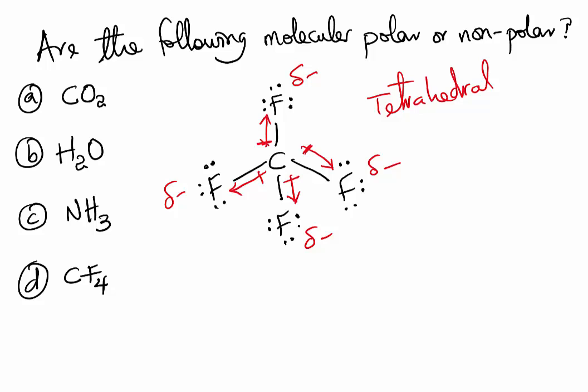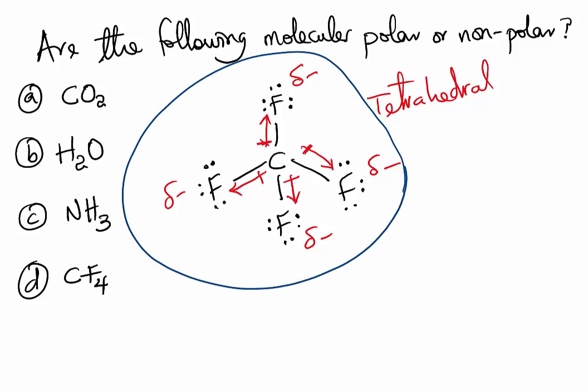Also, note that there is no lone pair on the central atom. So, since no side of the molecule is richer than the other side, and we do not have any lone pair on the central atom, this overall molecule will be non-polar. So, CF4 will be non-polar, although it has four polar bonds, but the molecule itself will be non-polar.